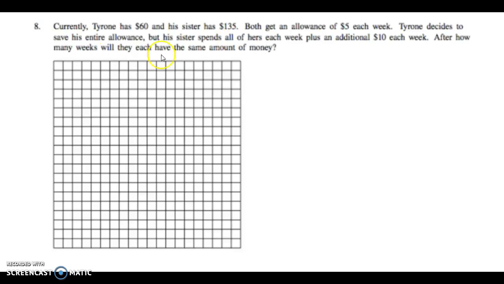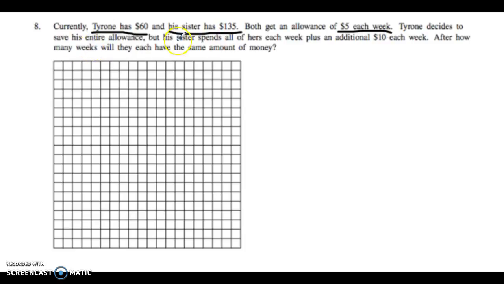Going to the back of that same sheet, I wanted to take a look at this problem, which is sort of a problem that requires you to read and annotate. I know that currently Tyrone has $60. Man, he's got it like that. And his sister has $135. Both of them get an allowance of $5 each week.